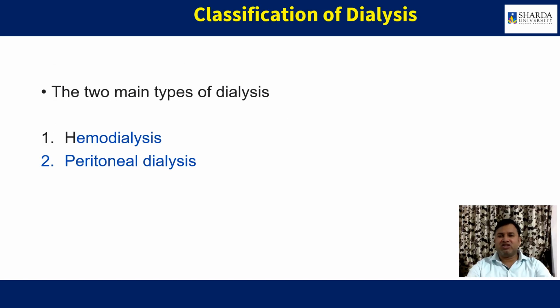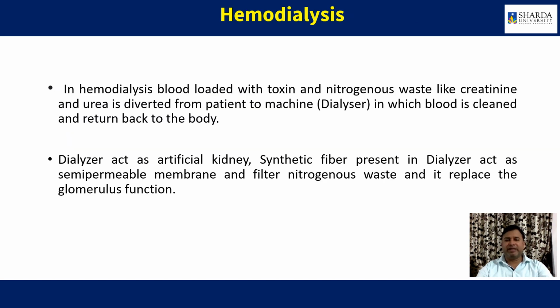Now come to the classification of dialysis. It is mainly of two types: one is hemodialysis, second is peritoneal dialysis. Our focus will be on hemodialysis. In hemodialysis, blood loaded with toxin and nitrogenous waste like creatinine and urea is diverted to the machine called the dialyzer, in which blood is cleaned and returned back to the body. The dialyzer acts as an artificial kidney, in which synthetic fiber is present.